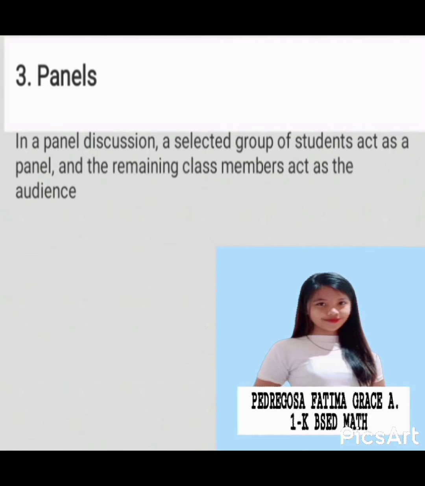In a panel discussion, a selected group of students act as a panel and the remaining class members act as the audience. So this teaching strategy is also effective, in which teachers will divide the class for their reporting or act as a panel. Then those students left will be the audience. So they are studying the topics assigned to them. Then in that way, they are learning.